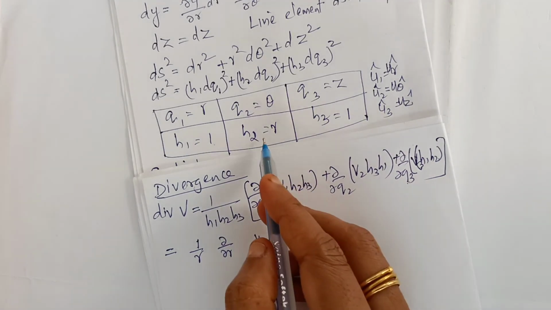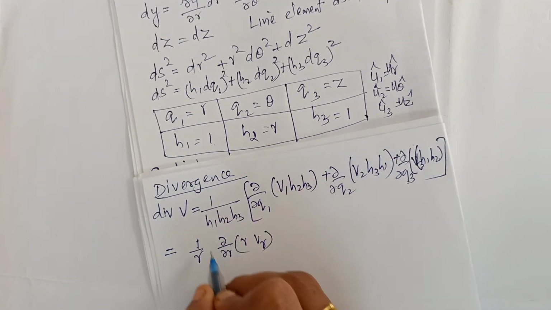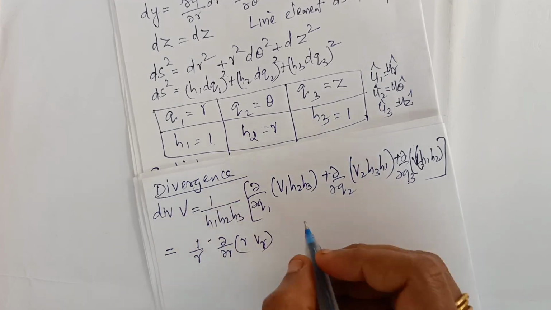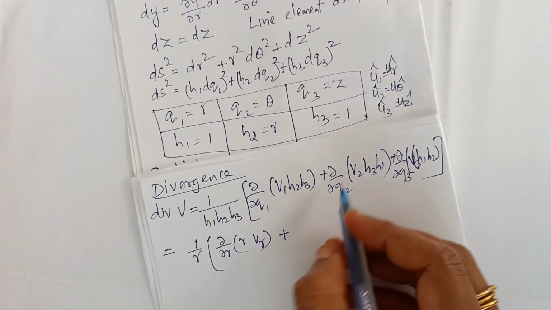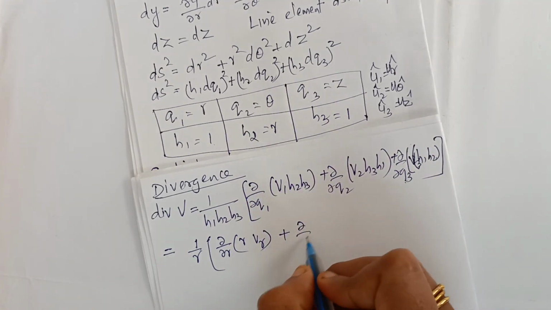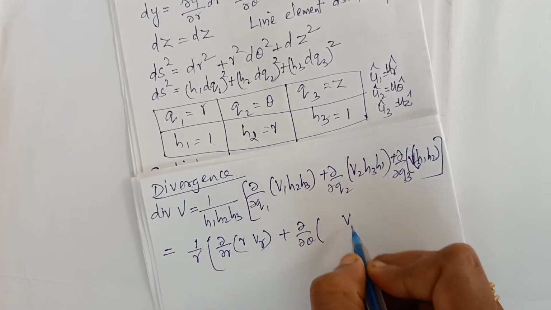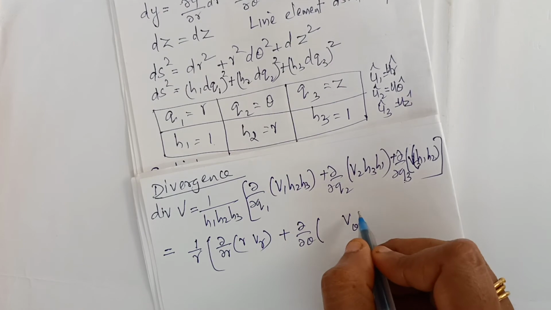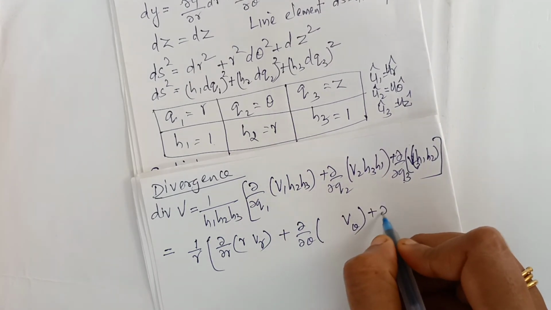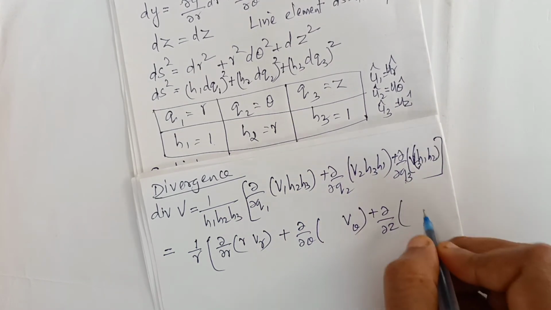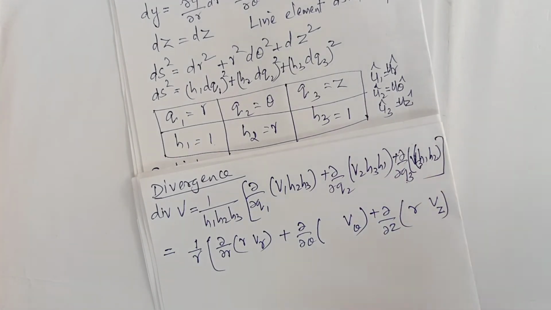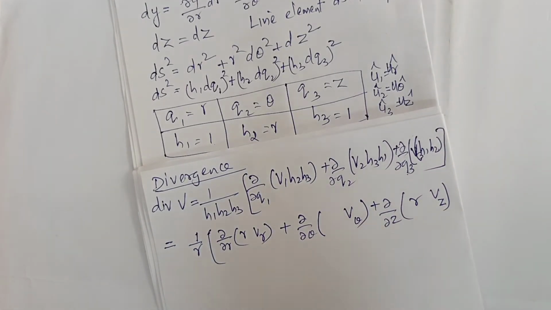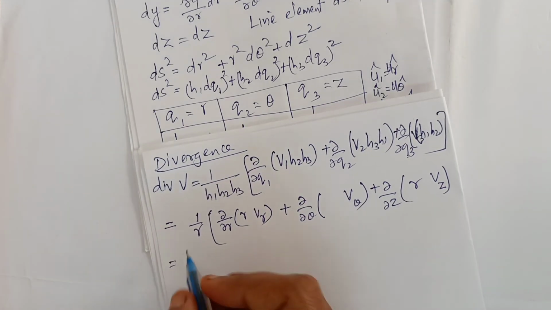Then what is h2 into h3? That is r. Plus, if we want, we can write like this. Then what is dou by dou q2? q2 is theta, so v theta. What is h3 into h1? That is 1 itself. Plus dou by dou z. v3 is vz. What is h1 and h2? That is r.